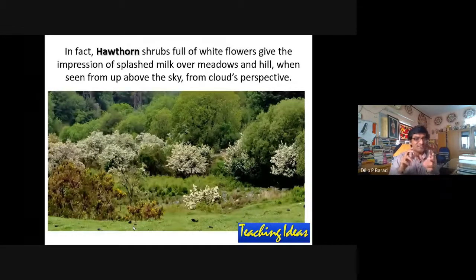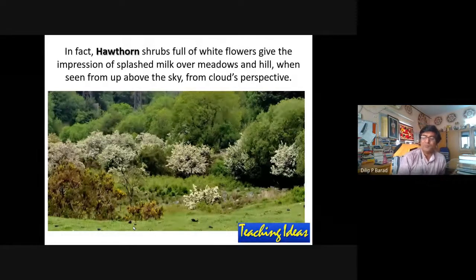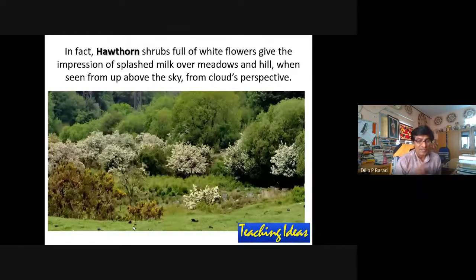The ones we call thick bushes, shrubs. It is a shrub full of white flowers. They give the impression of splashed milk over meadows and hills when seen from up above the sky. That is from the clouds' perspective. In green meadows, the hawthorns, the shrubs, are full of white flowers. And when you see from above, it seems as if someone has spilled white milk over the green. That is how the splashed milk appears. This way. So now again see hawthorn.